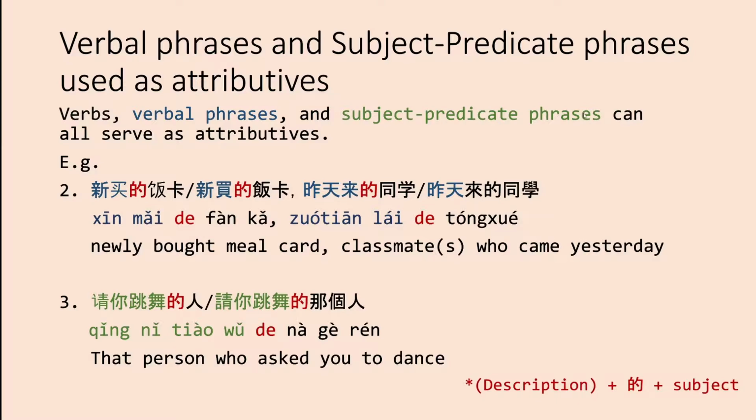For subject predicate phrases, you can say 请你跳舞的那个人. What you're talking about is 那个人, that person. And how you're describing them is that they are 请你跳舞的. They are that person who asked you to dance. Basically, for this grammar structure, what you want to remember is that you put the description before the subject, but you should also put the de in between. So it's description plus de plus whatever you're talking about, the subject.